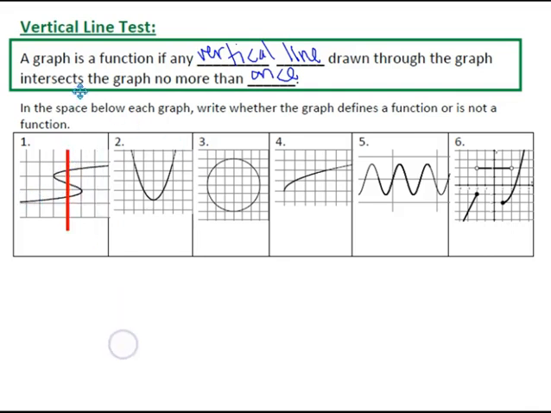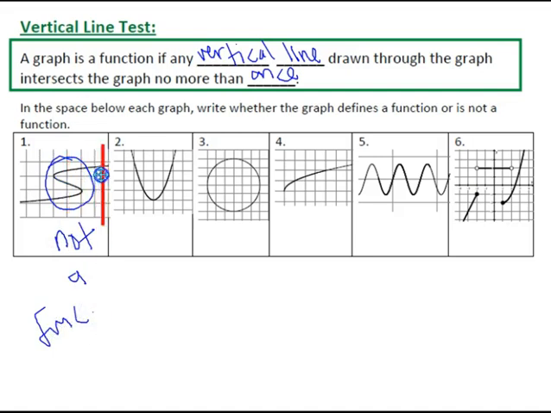So this one is touching the graph more than once, specifically in this middle region. It has to pass once the entire way, not just in certain spots, it has to work for the entire graph. So since this one fails, it actually touches more than once in the middle, this one we could say is not a function, because it fails the vertical line test.